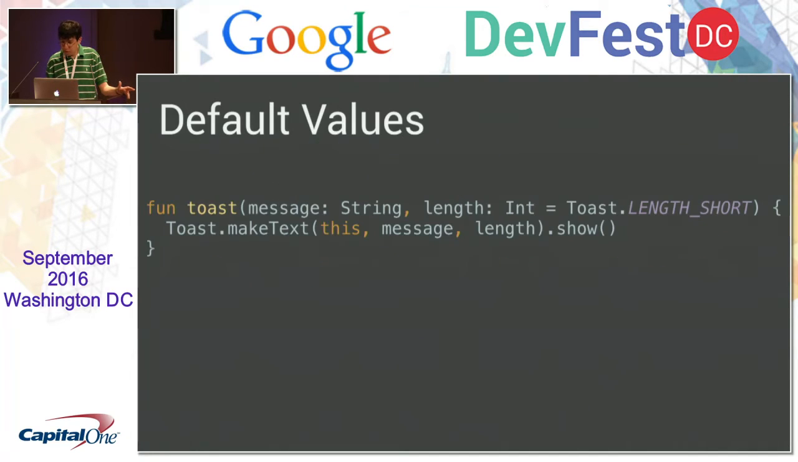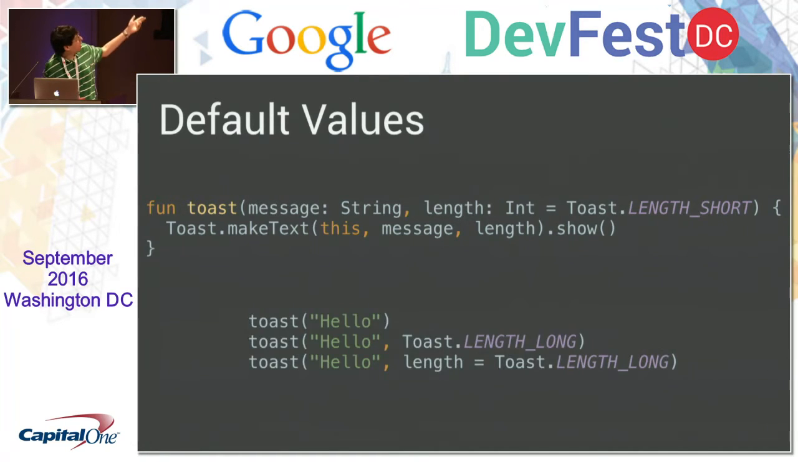Another cool language feature is default values. When you define a method signature, you can provide a default value. In this case, we define a function called toast that takes a message and a length. By default, if you don't specify, the length will be short, and it will just delegate to calling a toast. So you can call the method like this. You can pass nothing, you can pass explicitly, or you can even pass with the name. Pretty cool, pretty useful sometimes.